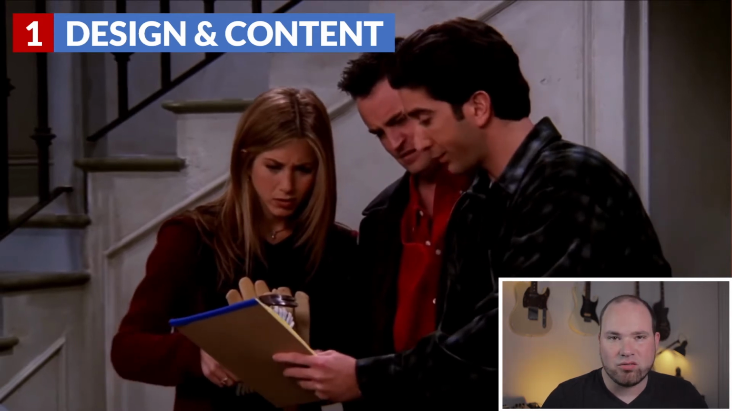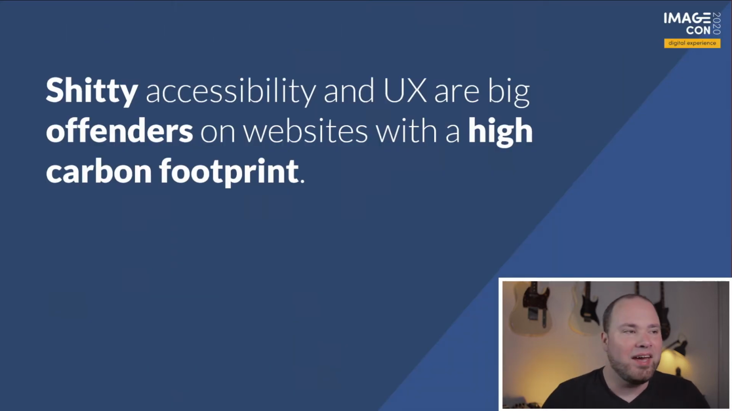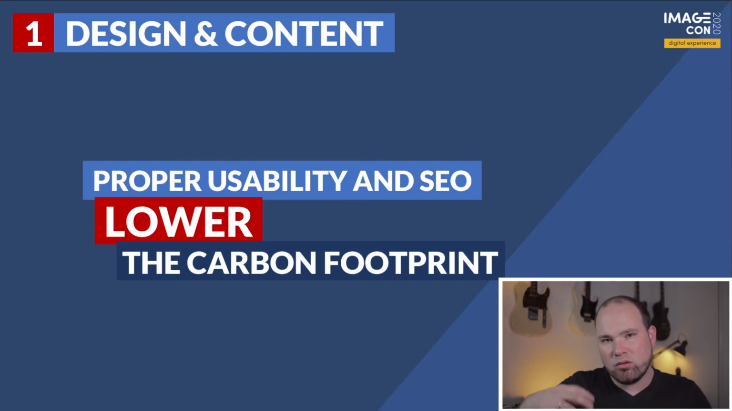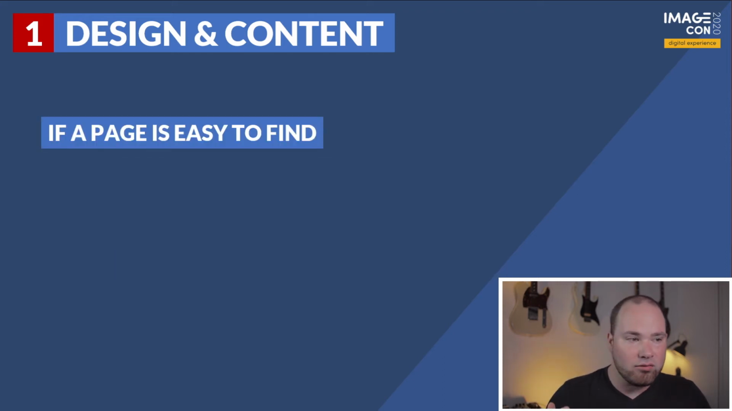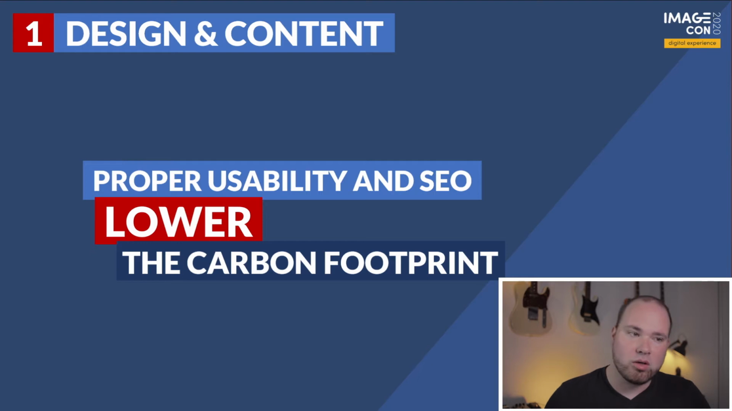Yeah, so UX, right? It's always a committee, it's complicated, whatever. So why did I choose this subject? Because actually, poor accessibility and UX are pretty big offenders on websites that have a high carbon footprint. If you make sure that your accessibility is spot on, your SEO is spot on, and your content is very readable, people are in and out very quickly, and therefore they'll have a lower carbon footprint.